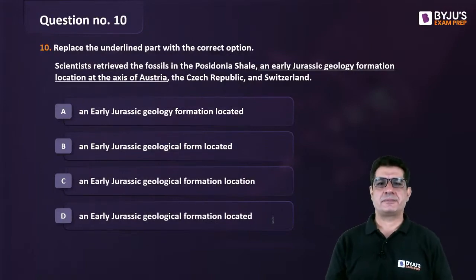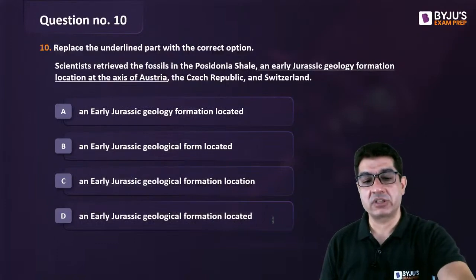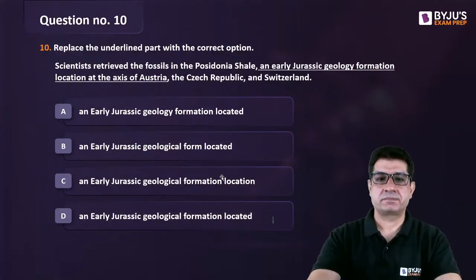Question number 10. Scientists retrieved the fossil in the Posidonia Shale, an early Jurassic geology formation location at the axis of Austria, the Czech Republic, and Switzerland. Ooh, that's interesting.